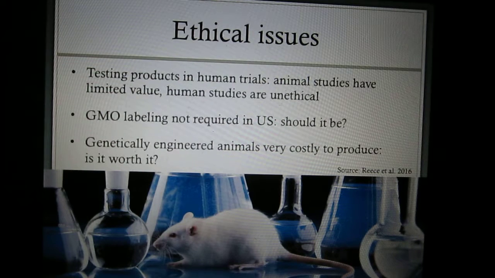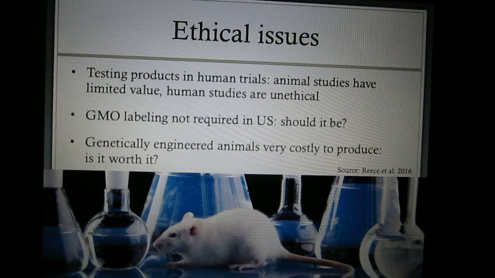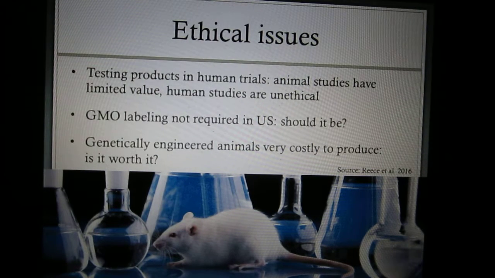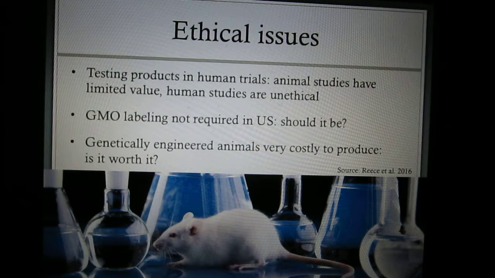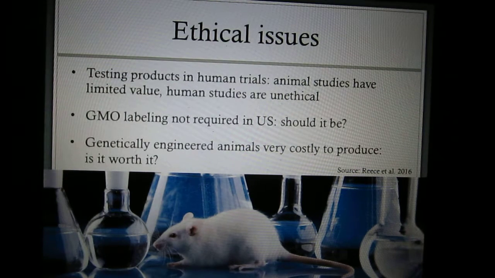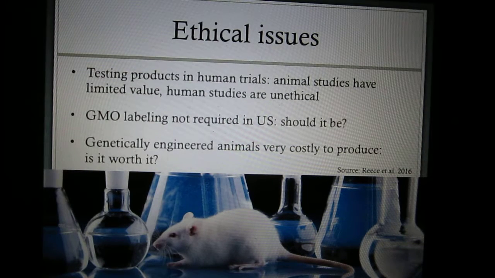GMO labeling is required in most places, including throughout Europe, but it's not required in the United States. Should it be? There are arguments for and against it. I mean, essentially, we've been modifying organisms for thousands of years through selective breeding. What makes genetic modification and genetic manipulation through DNA technology different? Should consumers be aware of this, or does it kind of create unnecessary concern and outcry?